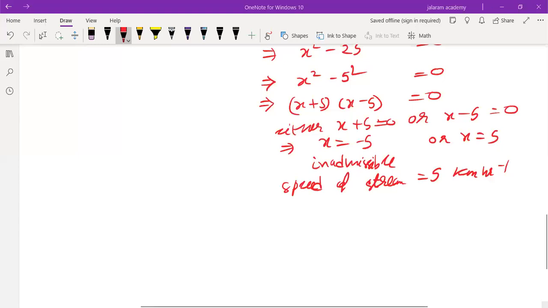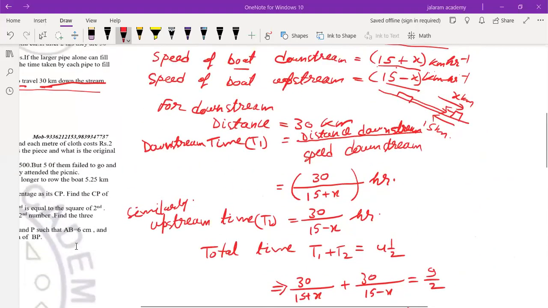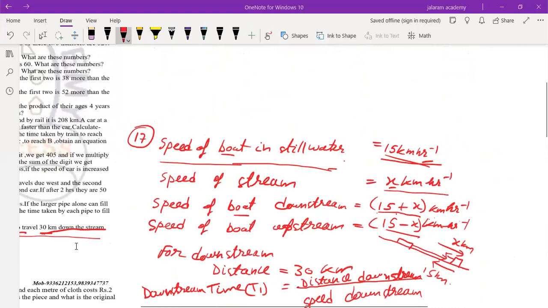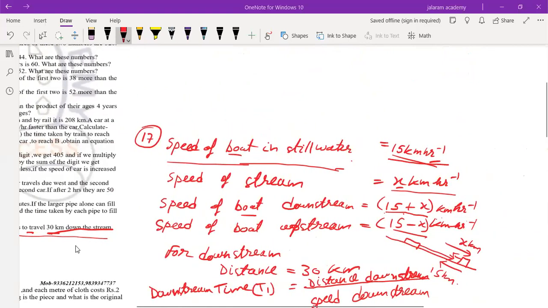So whenever there is a question involving the boat moving in still water and speed of stream, to find the speed downstream, we add both the speeds. Means speed of boat plus speed of stream. To find the speed of boat in upstream, we subtract speed of stream from the speed of boat, means speed of boat minus speed of stream.